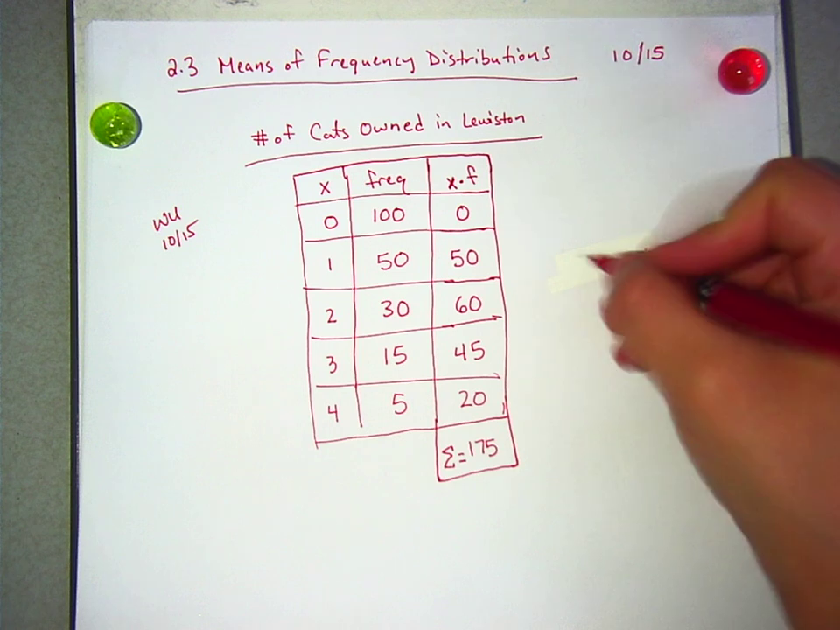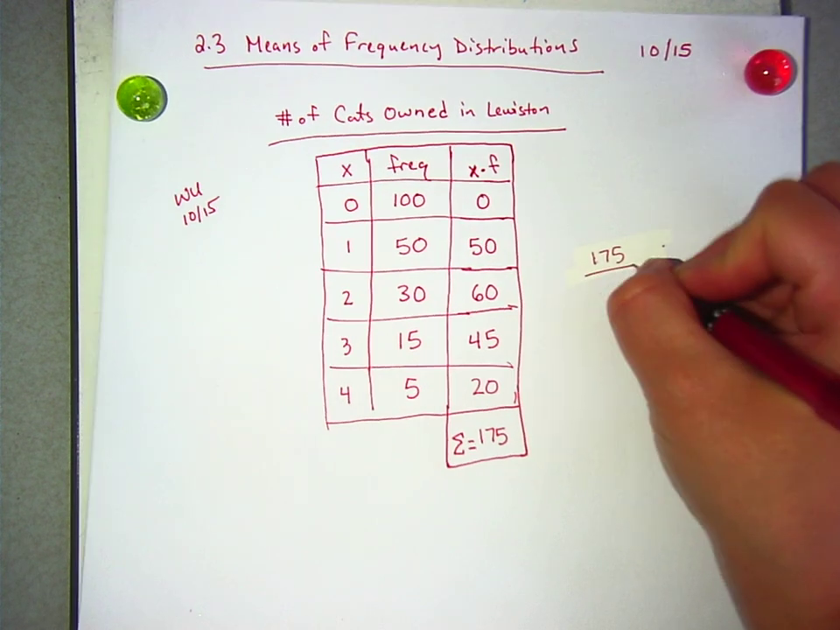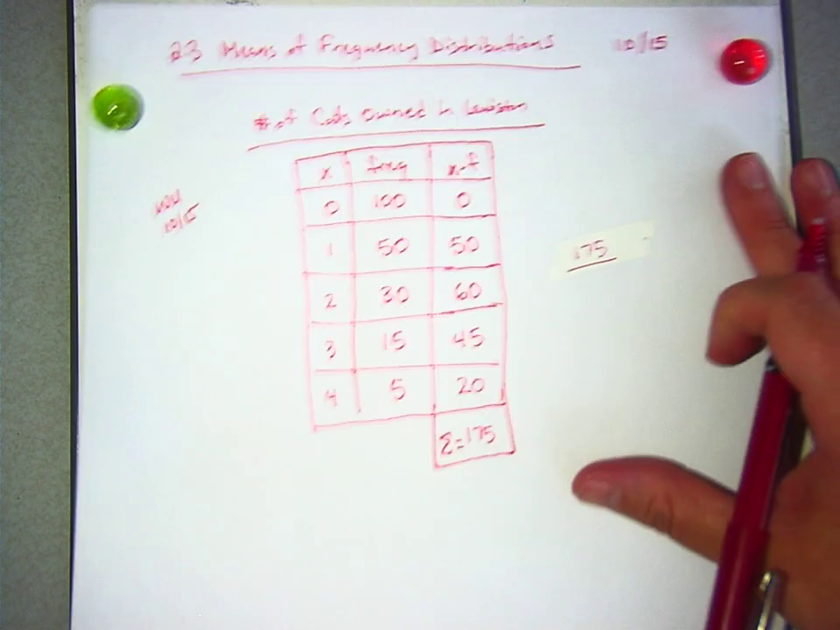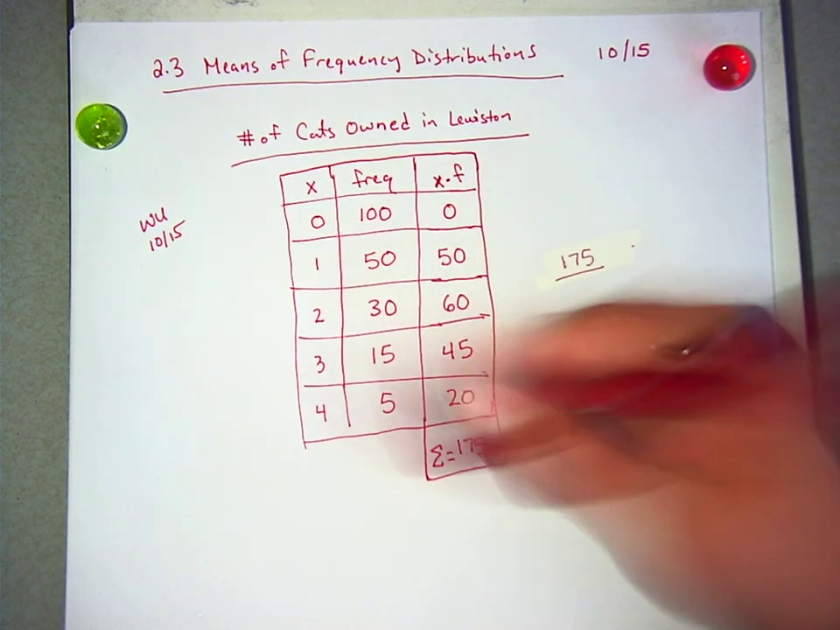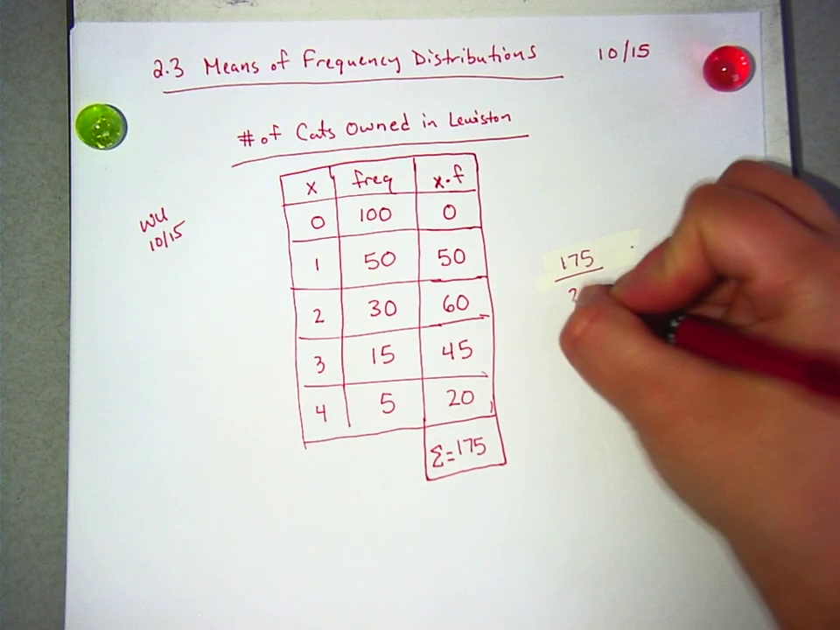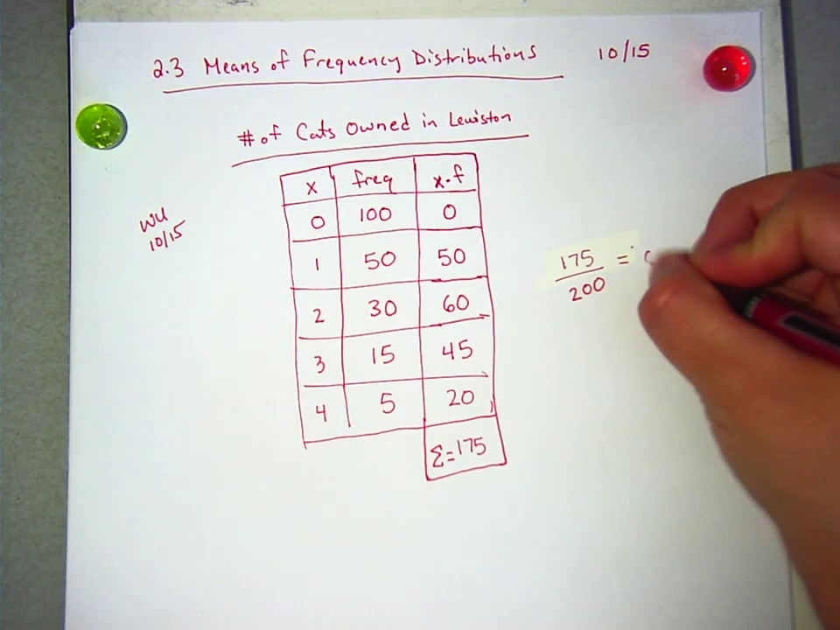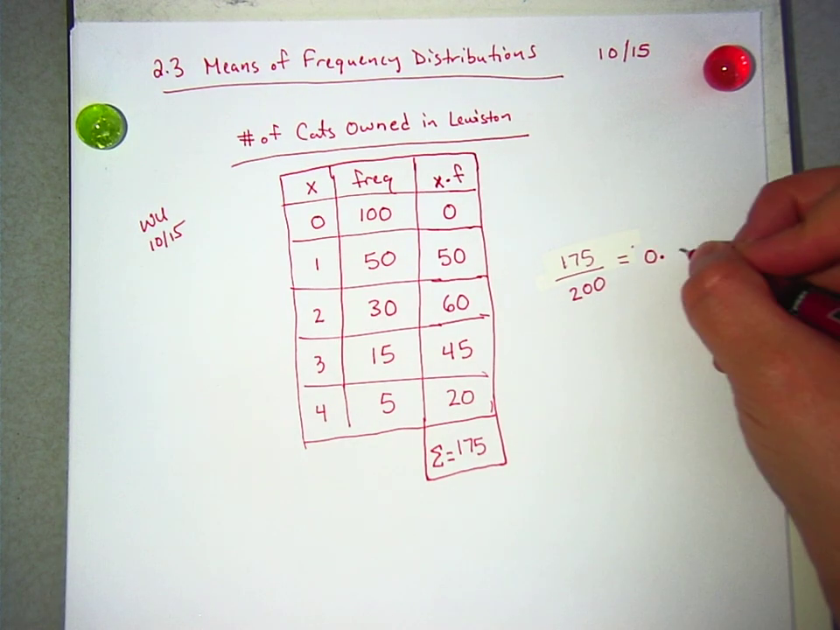What you're going to do now is for your average, you're going to take that 175 and divide it by what? That's 5 categories, but how many houses did we go to? 200. 0.9.